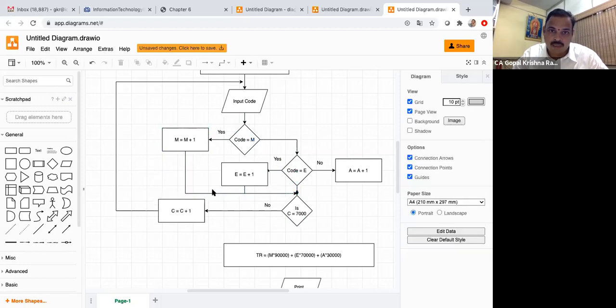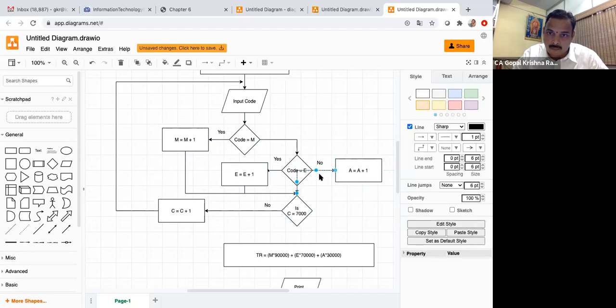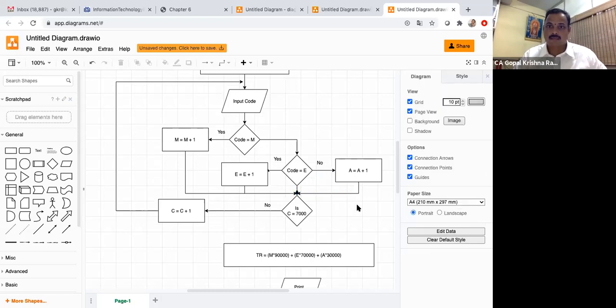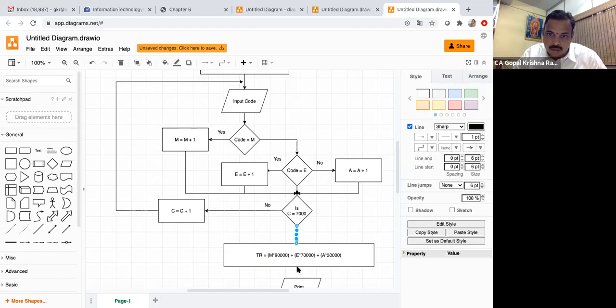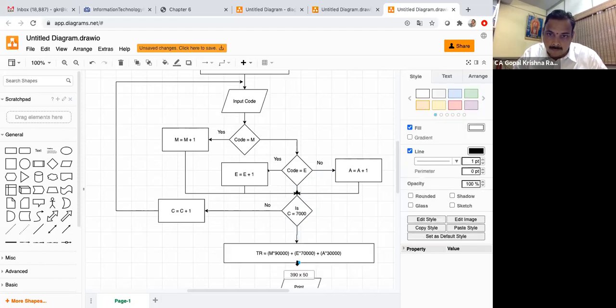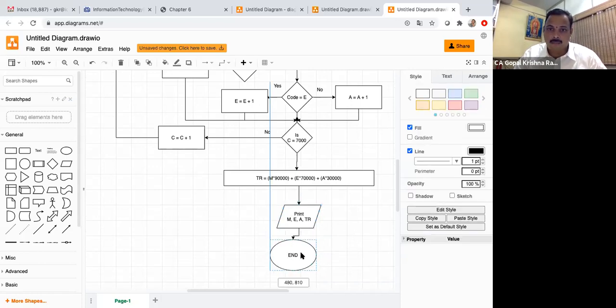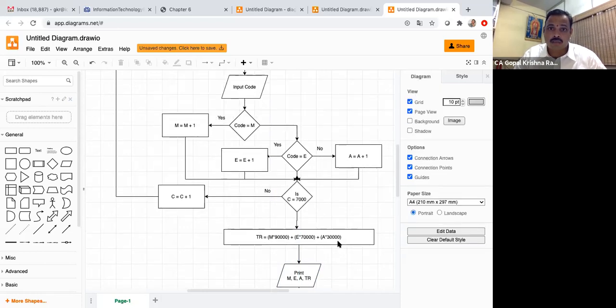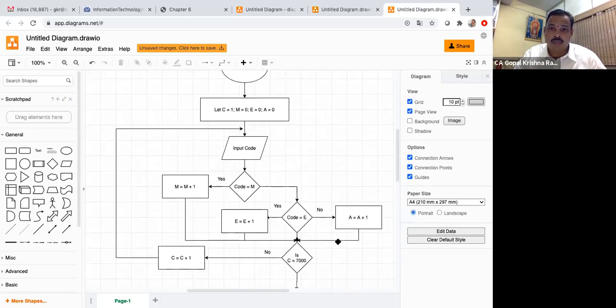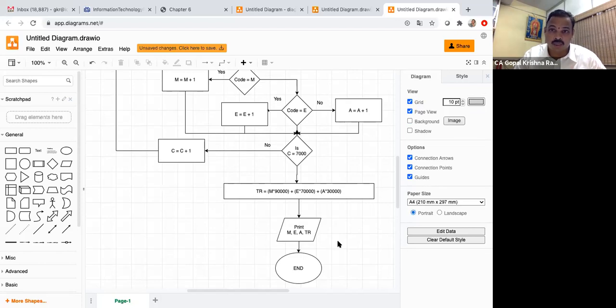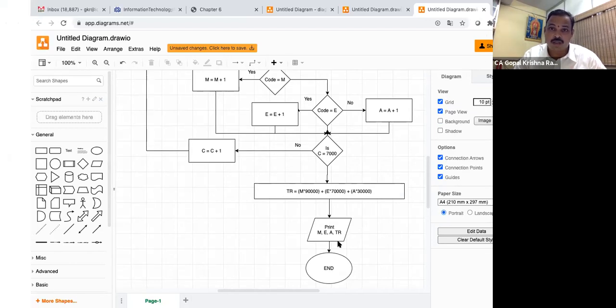Yes. So after M is equal to M plus 1, E is equal to E plus 1, it will get connected here. This also will get connected. And then from here, it will be connected here. From here, it will be connected here. From here, it will be connected here. That's it. So this is your 8-mark question, guys. And how you are able to draw this? You are able to draw this only because of the algorithm.